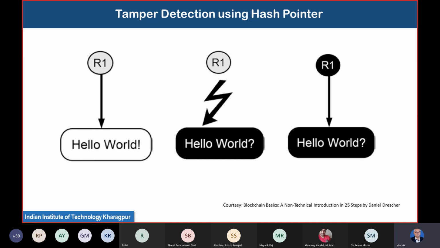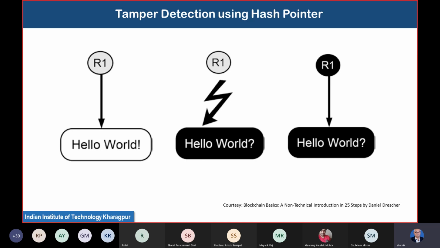So it shows that we have this hash pointer R1 pointing to hello world with that exclamation mark, as we see. And if we change that data from exclamation to question mark, then this hash pointer will break. So we show it like this. So that means that we'll be able to detect that the content of that location that was pointed by R1 has changed.